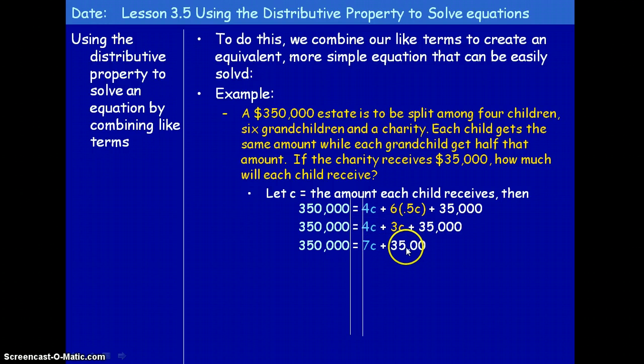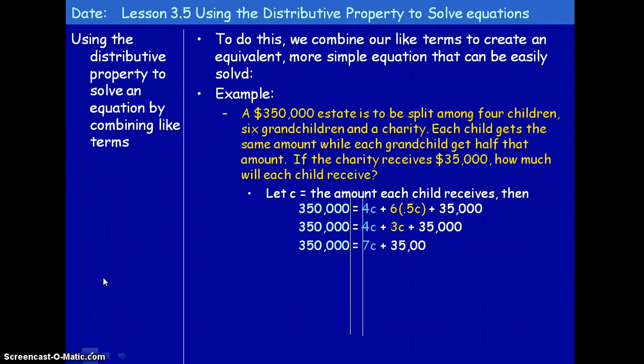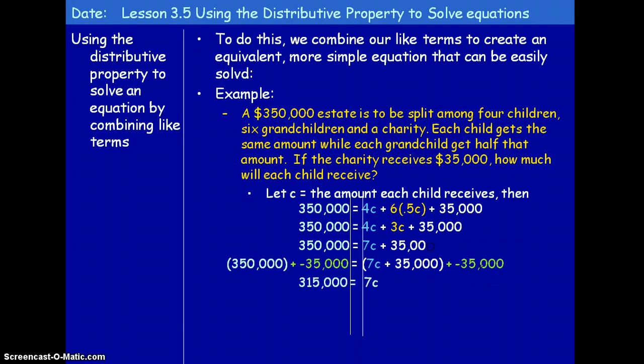The 35,000 does not combine because it is a constant term. Therefore, it will not combine with the 7c. As we go ahead and take a look, our next job, just like in lesson 3.4, is to add the opposite of the constant. So we're adding negative 35,000 to both sides. The result on the left side becomes 315,000, and on the right side is 7c.